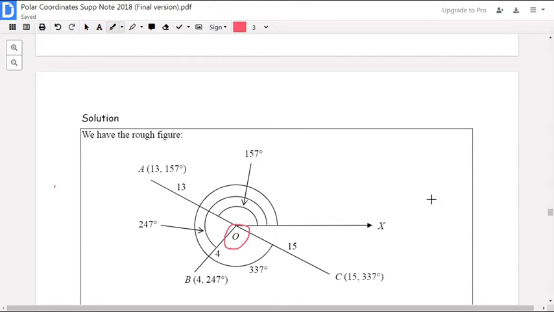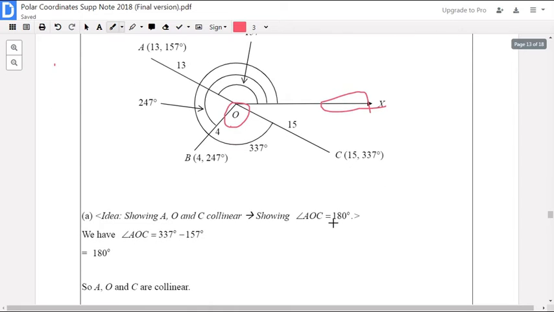Now, we first mark the point A, (13, 157 degrees), which is about here in the second quadrant. B, the radius vector is 4, 247 degrees, about here. And C, radius vector 15, polar angle about 337 degrees, about here, fourth quadrant.